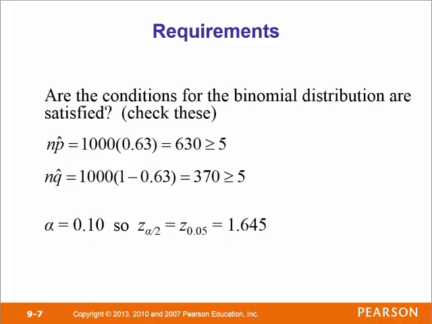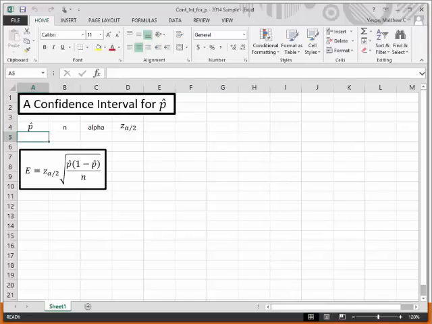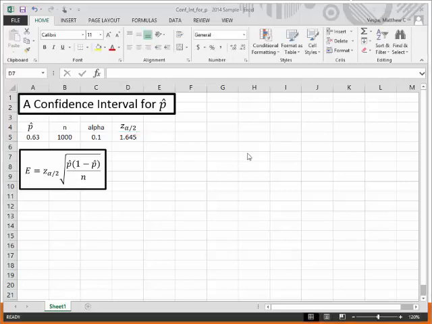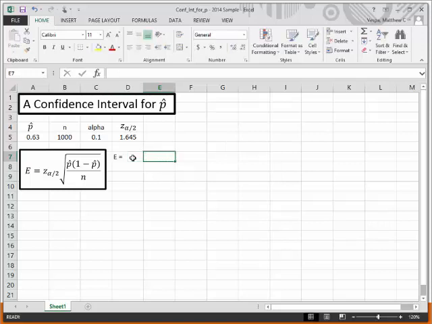All right, so if we jump into Excel to calculate our values, we want to note a few things. First, let's note p hat. P hat was 0.63. Our sample size was, for a Gallup poll, typically 1,000 people. Alpha was 0.10, which made z alpha over 2 1.645. All those things are important in calculating our margin of error, which I've given you the formula for right here. So I'm going to give myself a little label here. E is equal to, okay, so I'm going to calculate my margin of error.